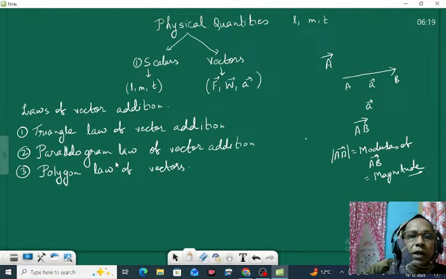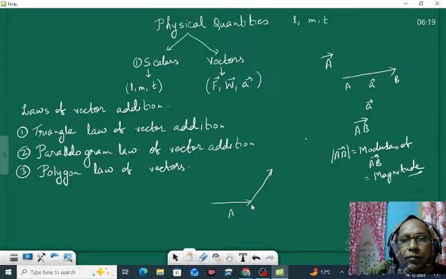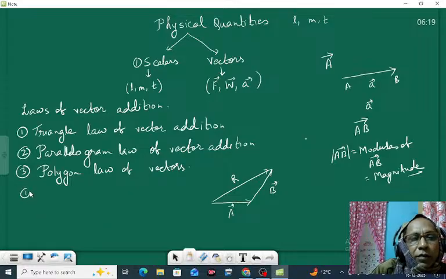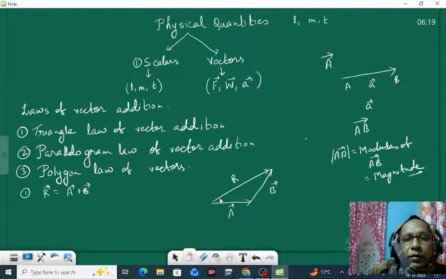First of all, we learn about the triangle law of vector addition. It says that if there is a vector A and another vector B, this is vector A, this is vector B, then the third side of the triangle gives the resultant. Or we can say the initial point of the first vector and the final point of the last vector will give the resultant vector. This is the resultant vector, and this is known as the triangle law of vector addition. We say that resultant vector R equals vector A plus vector B.